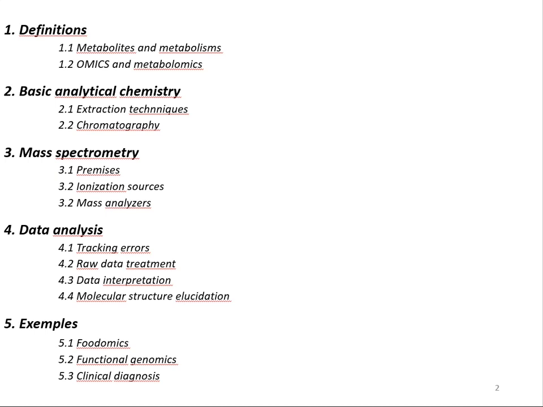So here is the outline of this lesson. The first chapter is about definitions, defining metabolites and metabolism, and situating metabolomics within the wider omics approaches. Then I will give you basic lessons about analytical chemistry, including extraction techniques and chromatography. Then the third chapter concerns mass spectrometry, looking at the basic principles and then the different ionization sources and the different mass analyzers. The fourth chapter is about data analysis.